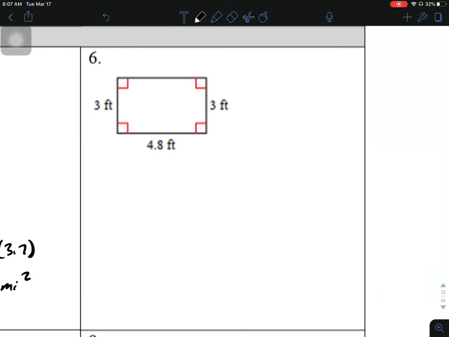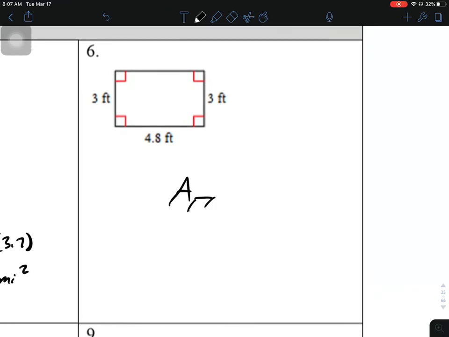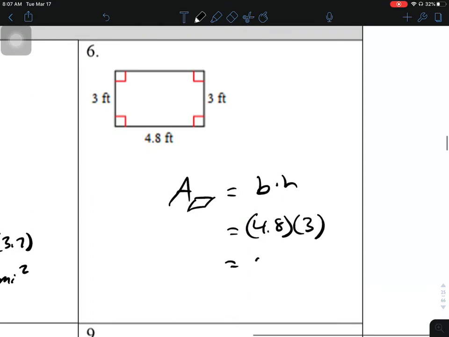Number 6, this is a parallelogram again, a specific type, a rectangle. Base times height. Base is 8.4, height is 3. Remember that the base and height are perpendicular to each other. Cool.